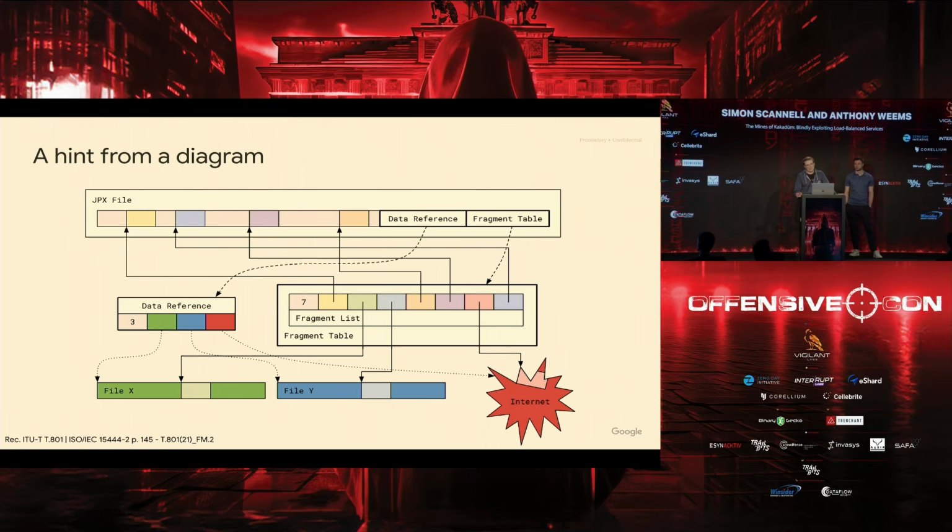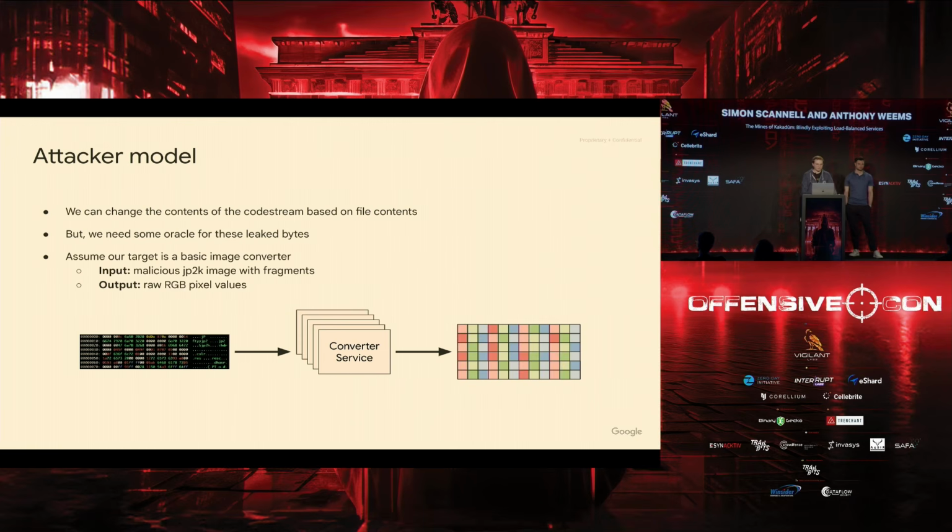We found in our testing that Kakadu doesn't implement this HTTP mechanism, but it does implement the local file mechanism. So we would like to use that to read arbitrary files. And the way that we can maybe do this is basically we control bytes of the code stream that is used to construct the image. And those bytes are controlled by local file contents at arbitrary offsets. We need some oracle, though, to be able to extract the data that we're leaking.